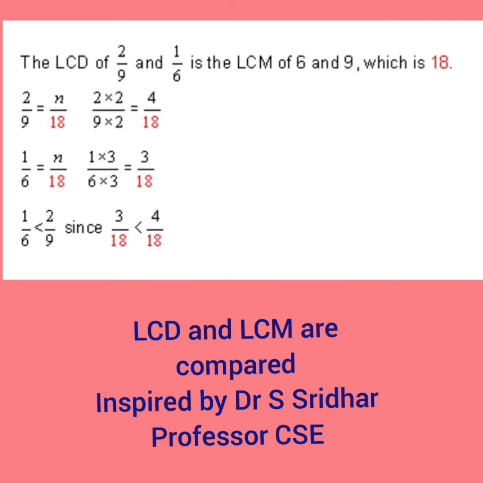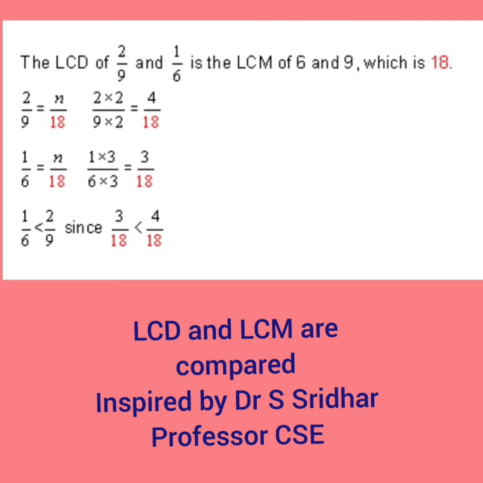Consider this example. Here we have to find the LCD of 2 by 9 and 1 by 6, and then you find the LCM of 6 and 9. If you find both, then we have to show that the LCD of 2 by 9 and 1 by 6 is the LCM of 6 and 9, which is nothing but 18. So it is very simple when dealing separately.